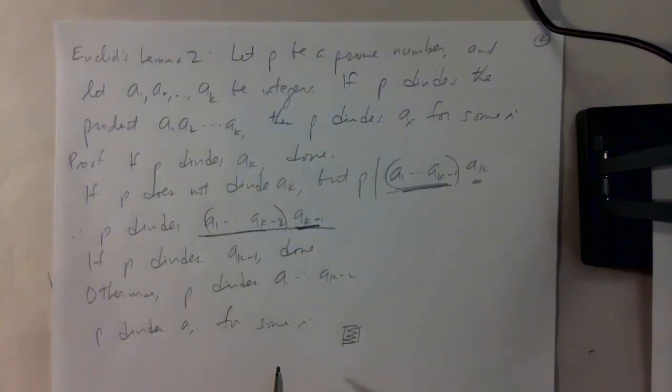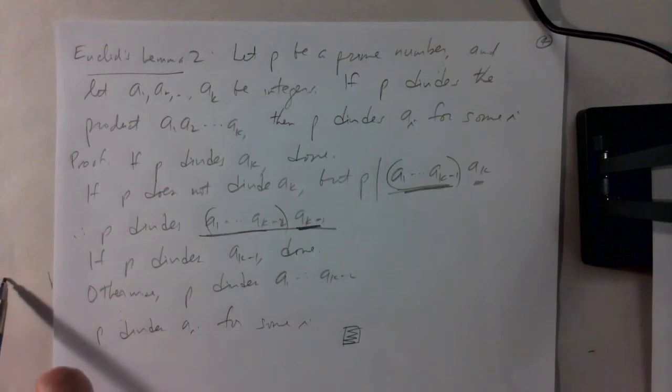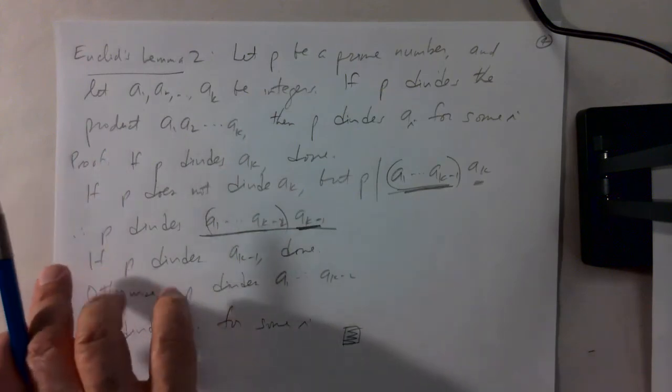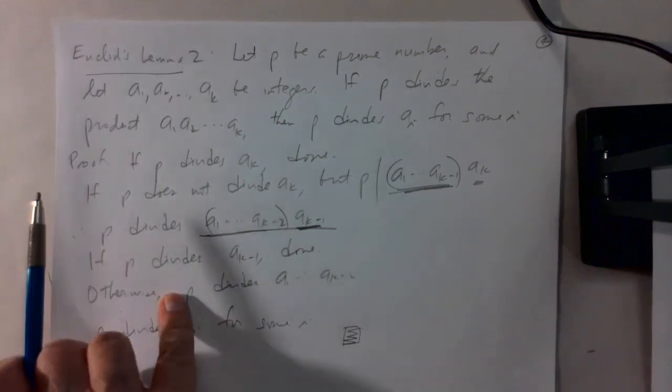So this is one form of the proof. It's very nice. So this is the second version of Euclid's Lemma. If a prime number divides a product of integers, it must divide at least one of them. Could divide more than one, but it must divide at least one.